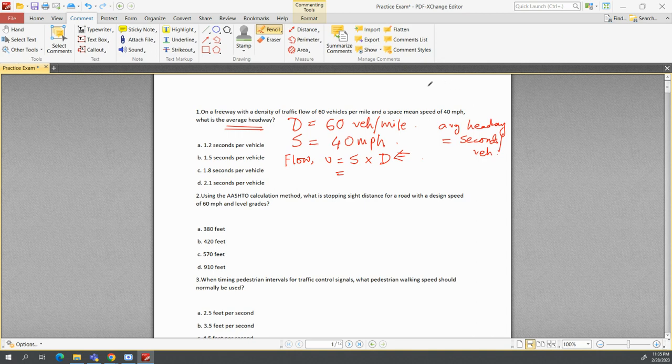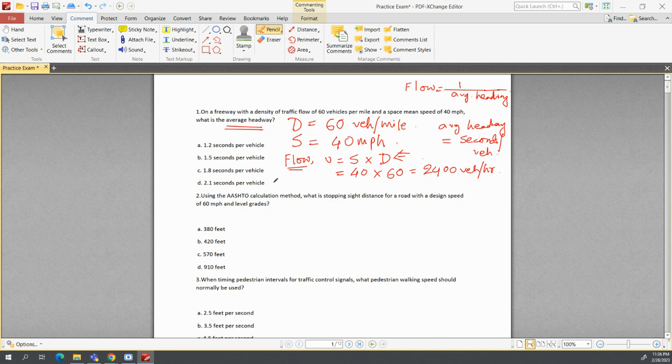Basically, average headway and flow are reciprocal to each other. So flow equals 1 by average headway. That's why we first find the flow, and the reciprocal of that flow will be the average headway. The speed is 40 miles per hour and the density is 60 vehicles per mile, so we get 2400 vehicles per hour. That is the flow that we got.